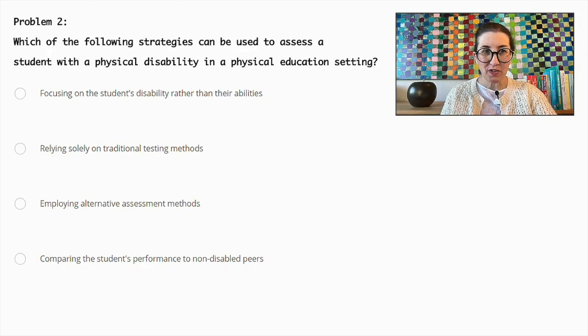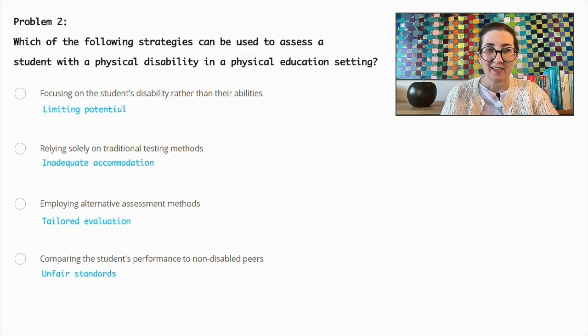Problem number 2. Which of the following strategies can be used to assess a student with a physical disability in a physical education setting? Focusing on the student's disability rather than their abilities, relying solely on traditional testing methods, employing alternative assessment methods, or comparing the student's performance to non-disabled peers.